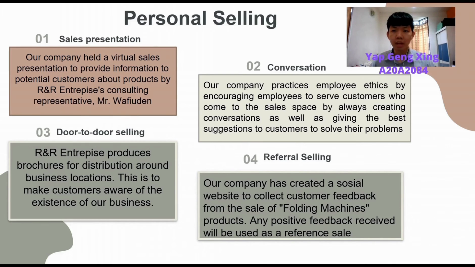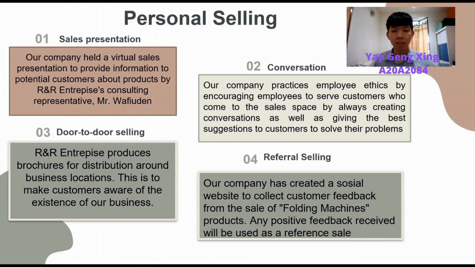Our company practices employee ethics by encouraging employees to serve customers who come to the sales place by always creating conversations as well as giving the best suggestions to customers to solve their problems. The third is door-to-door selling. R&R Enterprise produces branches for distribution around business locations. This is to make customers aware of the assistance for our business.